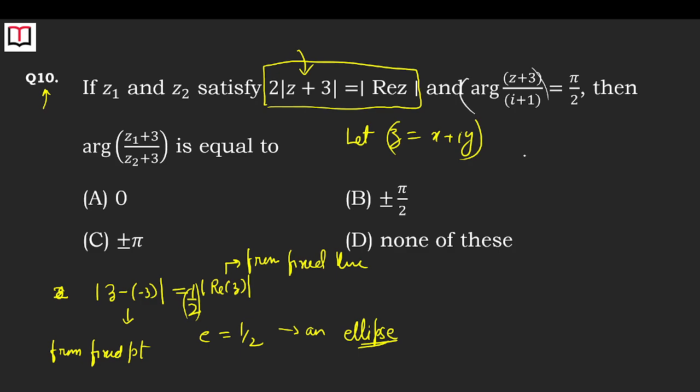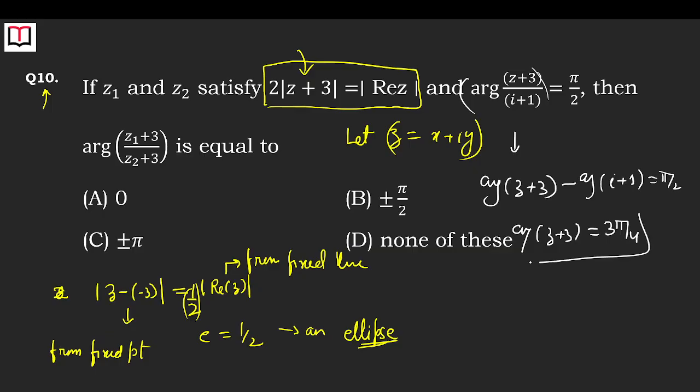And the argument of this: writing this, argument of z plus 3 minus argument of iota plus 1 is equal to pi by 2. Argument of iota plus 1 is pi by 4. So argument of z plus 3 is equal to 3 pi by 4.